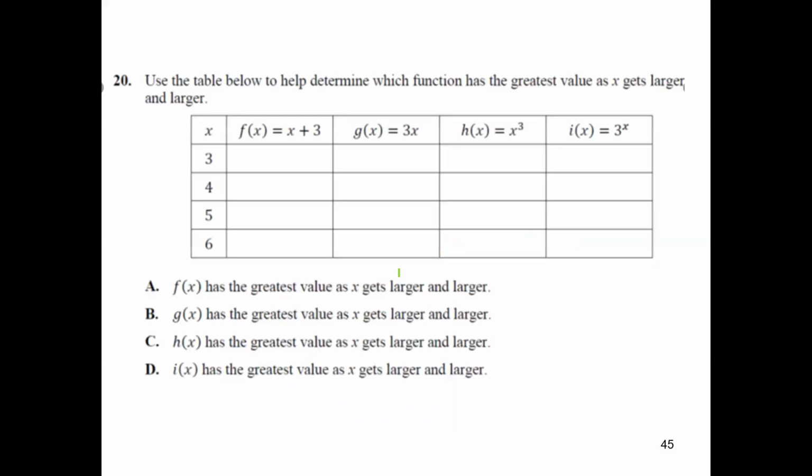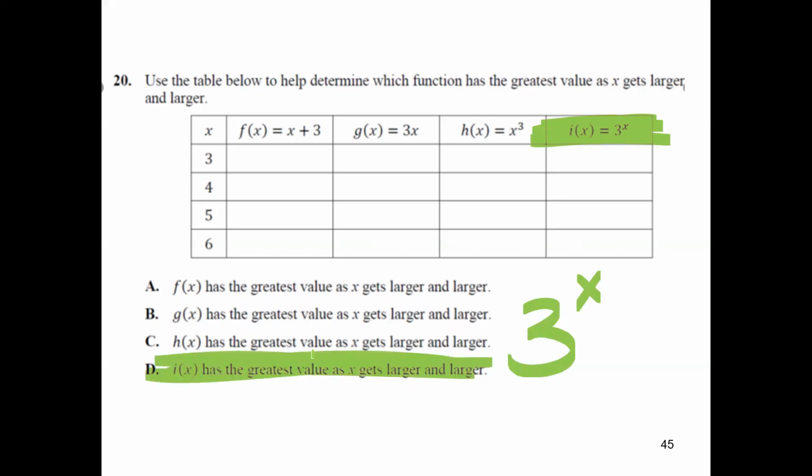And the very last one right here for number 20, which of the function had the greatest value as x gets larger and larger? Well, which one do you think will have a bigger number? Which one here has like exponential, which has that little 3? It's going to be right over here, right? Because that has that little x. So D as in dog will be the answer.